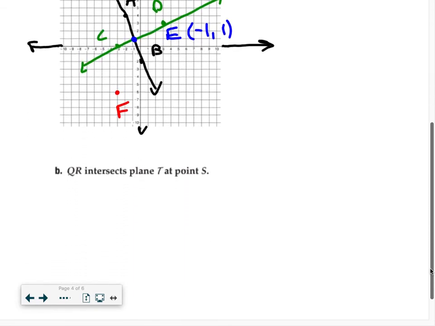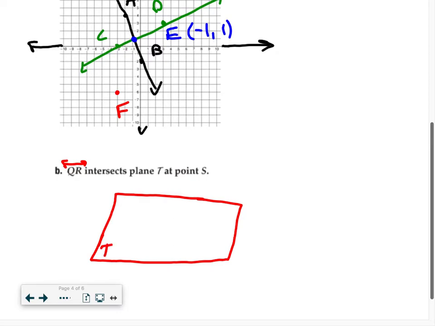You guys pause. Go ahead and give example B a shot here. All right. So if you've tried this, we want to have line QR intersects plane T at point S. So the best representation of a plane we've had is that parallelogram, which I didn't do a very good job of drawing. Okay, let's call that plane T. It kind of extends in every direction. And then we want a line QR that intersects my plane. So let's draw point Q. Point R below it, because this is going to go through my plane.